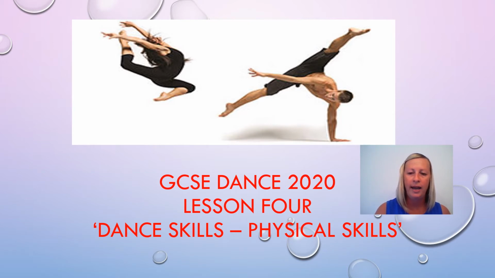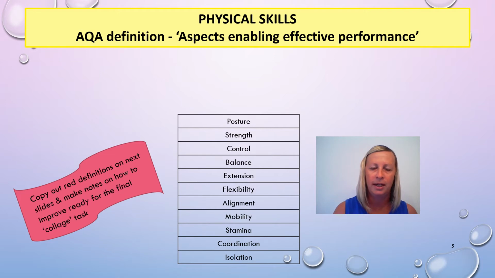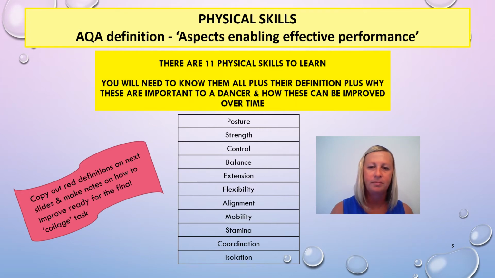So there are 11 physical skills, everybody. Physical skill, I need you to write this down. The definition is it's aspects enabling an effective performance. And then I need you to write down those 11 skills there. You will then need to learn those skills, and you will be able to define them, say why they're important to a dancer, and how these can be improved over time. Next week, I will show you how that might come up in an exam question.